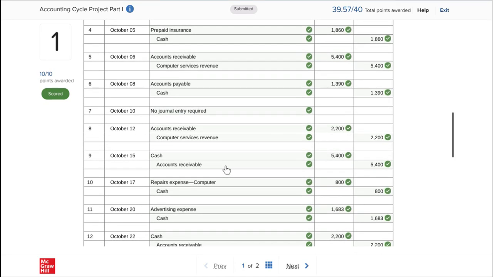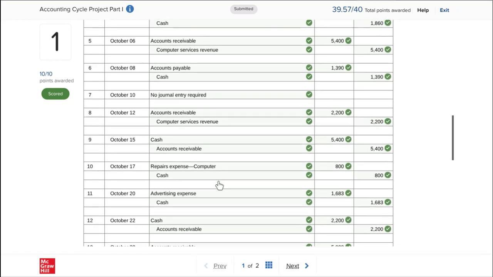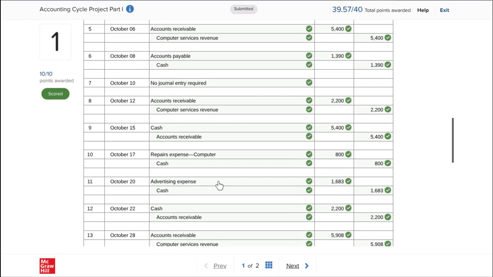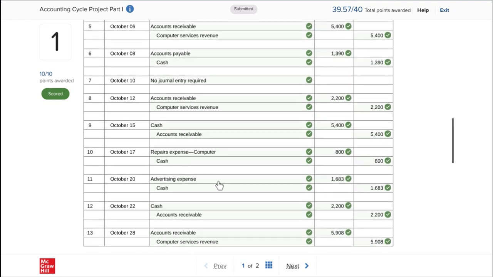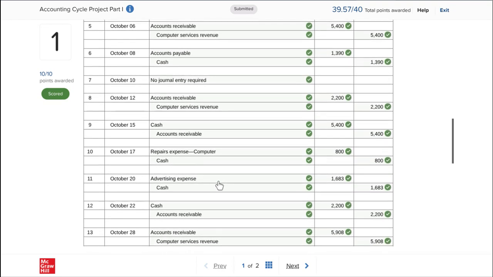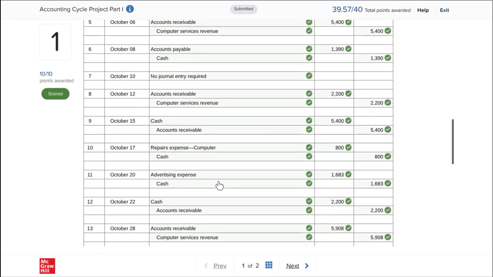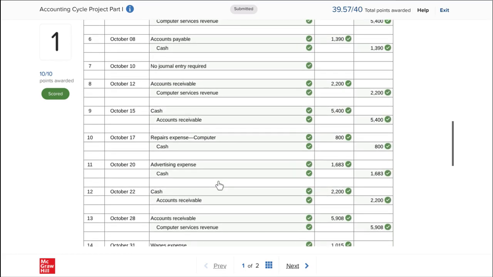When we had to pay for equipment and repair on October 17th, I debited repair expenses because this was a normal repair for maintenance instead of improving or extending its life, and credited cash. As additional expenses were made for cash, I debited the expense account and credited cash to reflect the increase in expense and decrease in assets for the business.